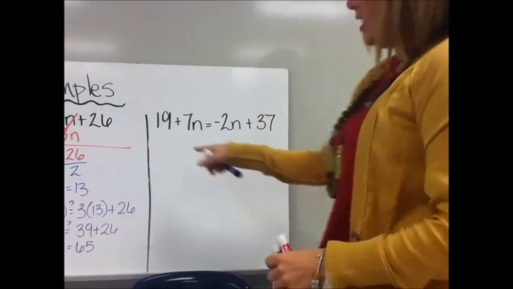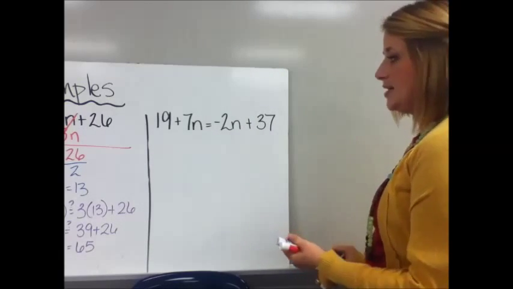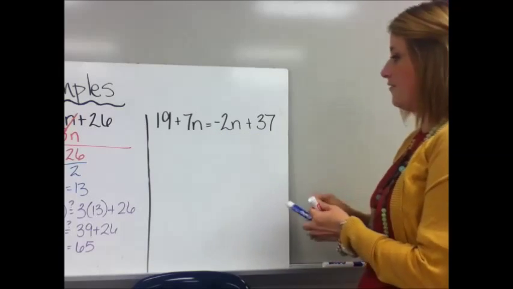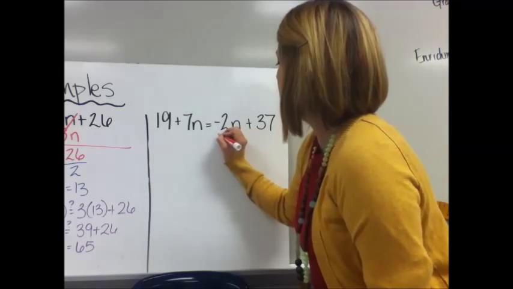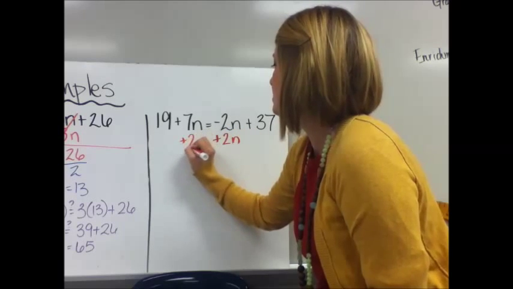The other example, 19 plus 7n equals negative 2n plus 37. The lesser coefficient is the negative 2, so I'm going to move it first. I undo the negative 2n by adding 2n to both sides.